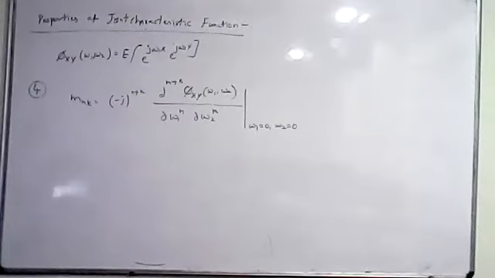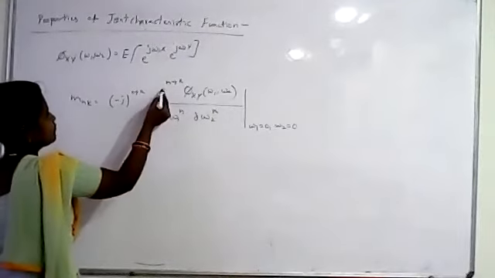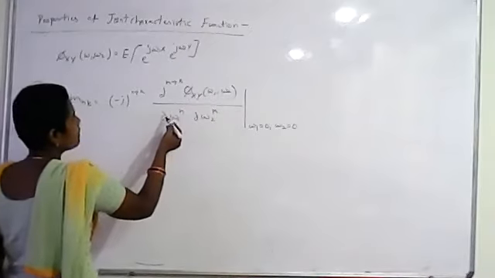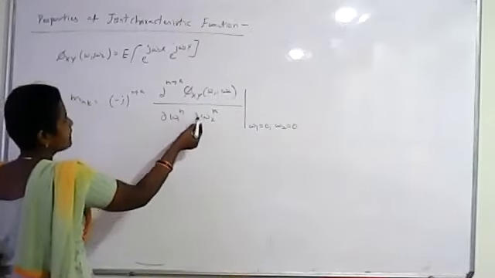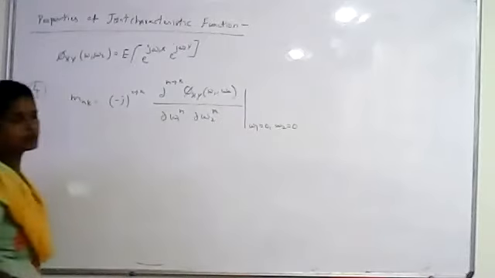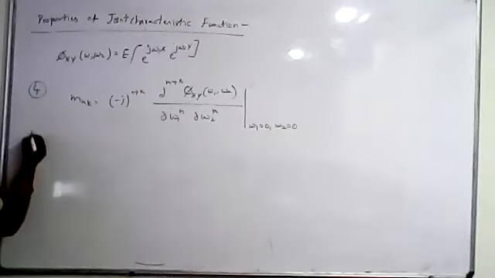Fourth property, if x and y are two random variables, the joint moments can be obtained from the joint characteristic function as m n k is equal to minus j power n plus k, dou n plus k phi xy of omega 1 comma omega 2 by dou omega 1 power n dou omega 2 power k, where omega 1 is equal to 0, omega 2 is equal to 0. Okay. Now we'll see the proof of this.